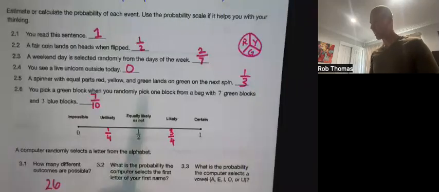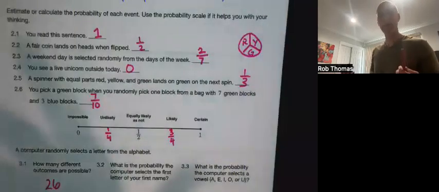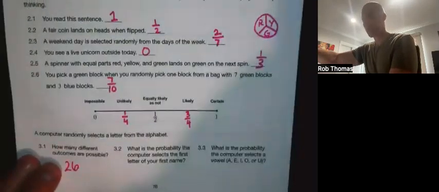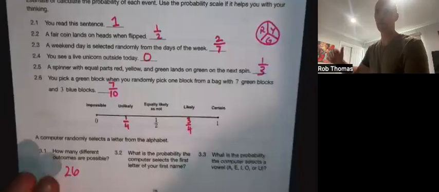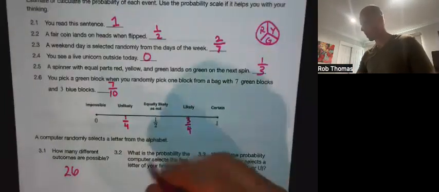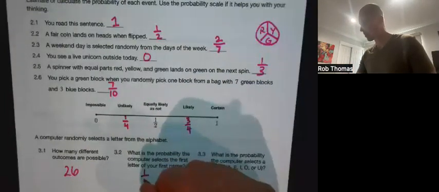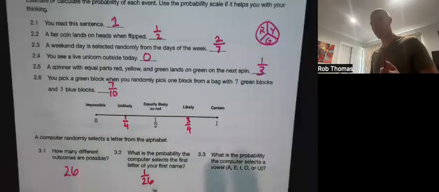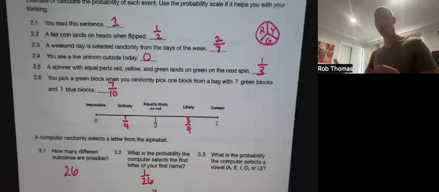What is the probability that the computer selects the first letter of your first name? For me, that would be an R. That might be something different for you. But either way, that's one letter out of 26, whether it's an R or a G or an M or whatever, it's 1 out of 26. Assuming that this computer is not rigged to pick some letters more often than others, right? Assuming that it's truly randomly picking each one.